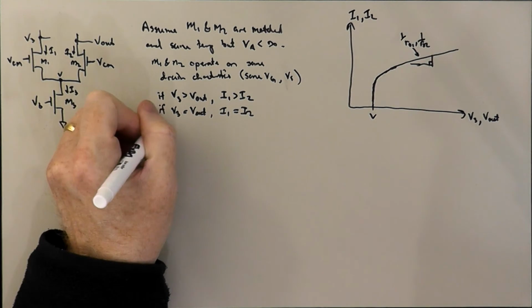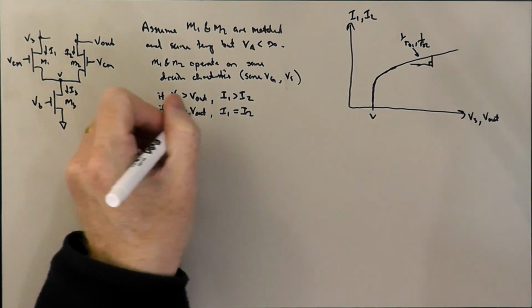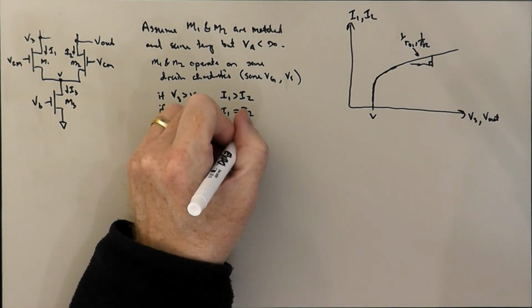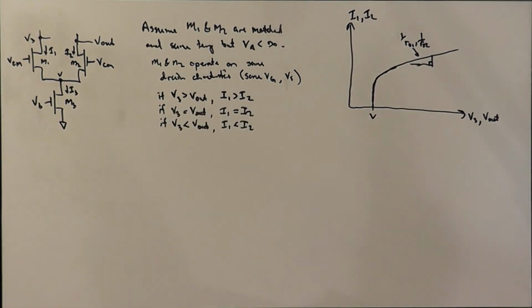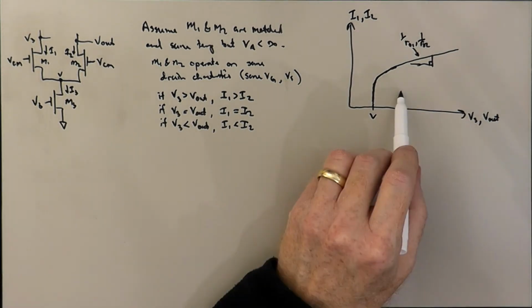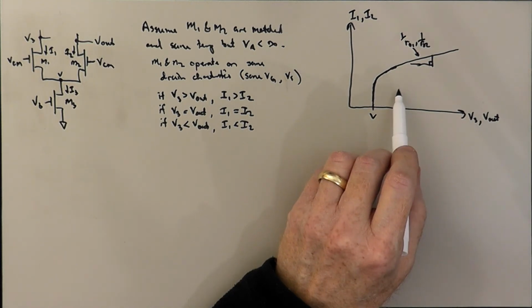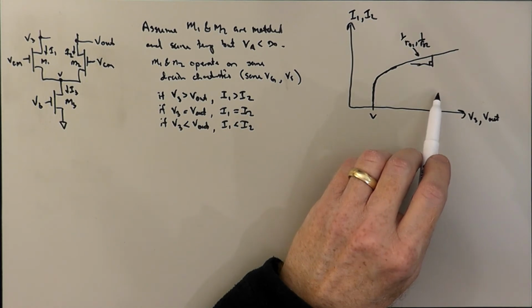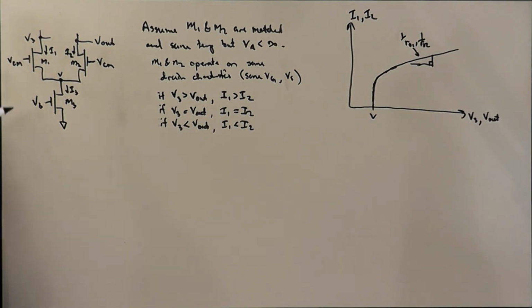And if V3 is less than V out, that would imply that I1 is less than I2, because then M1 would be operating further down toward the ohmic region than M2. M2 would be higher up in saturation. Okay? So that's basically how the early effect is going to come into play for M1 and M2 in the diff pair. But what about the current mirror? Here's our PMOS current mirror.